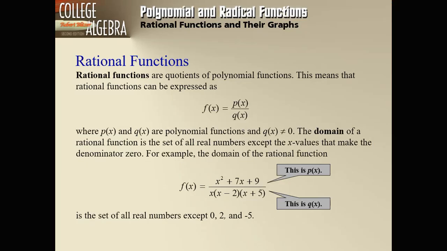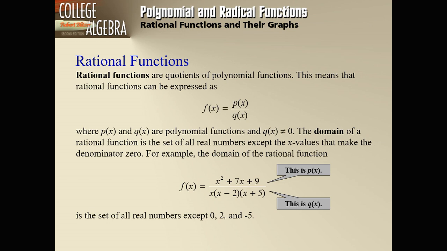Good day everyone. This is the discussion for Module 4 about the rational functions. So rational functions are quotients of polynomial functions. This means that rational functions can be expressed as f of x equal to p of x over q of x, where p of x and q of x are polynomial functions.